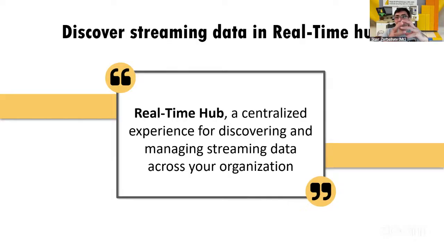While the OneLake Catalog helps you find stored data assets, the real-time hub specializes in data that's actively flowing through the organization. It allows you to discover event streams and real-time analytics resources that are currently generating and processing events. The center of real-time analytics are event streams.